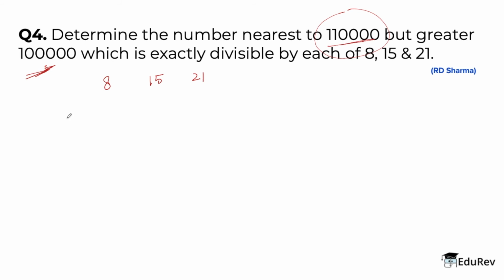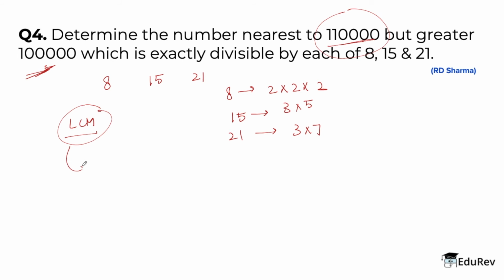So if I'm going to find the LCM of this, LCM is going to be what? The lowest common multiple. But for LCM, I have to do what? Prime factorization. So 8 is 2 into 2 into 2. Then 15 is 3 into 5. And 21 is 3 into 7. So LCM is going to be 2 into 2 into 2 into 3 into 5 into 7.